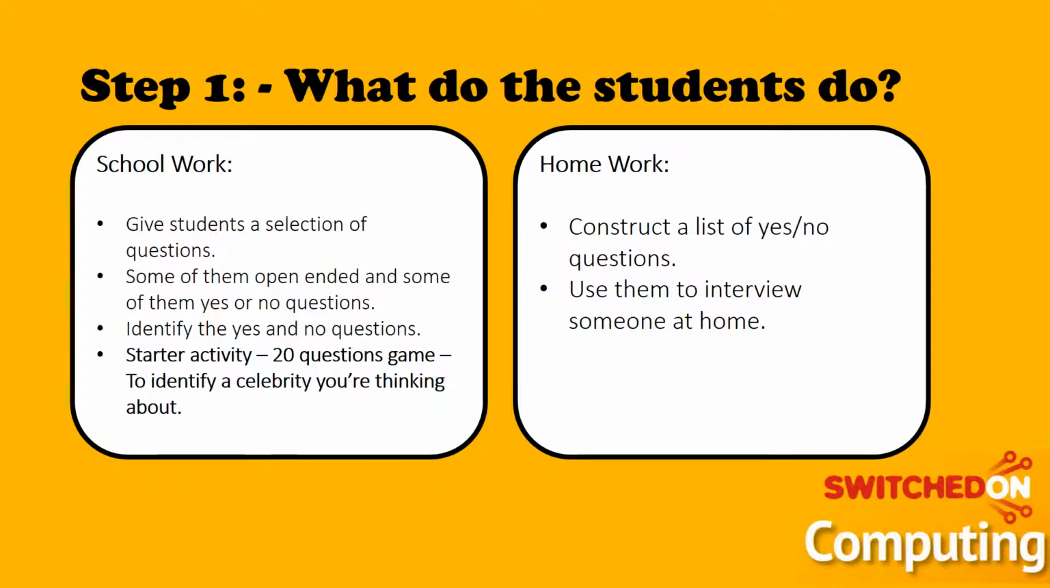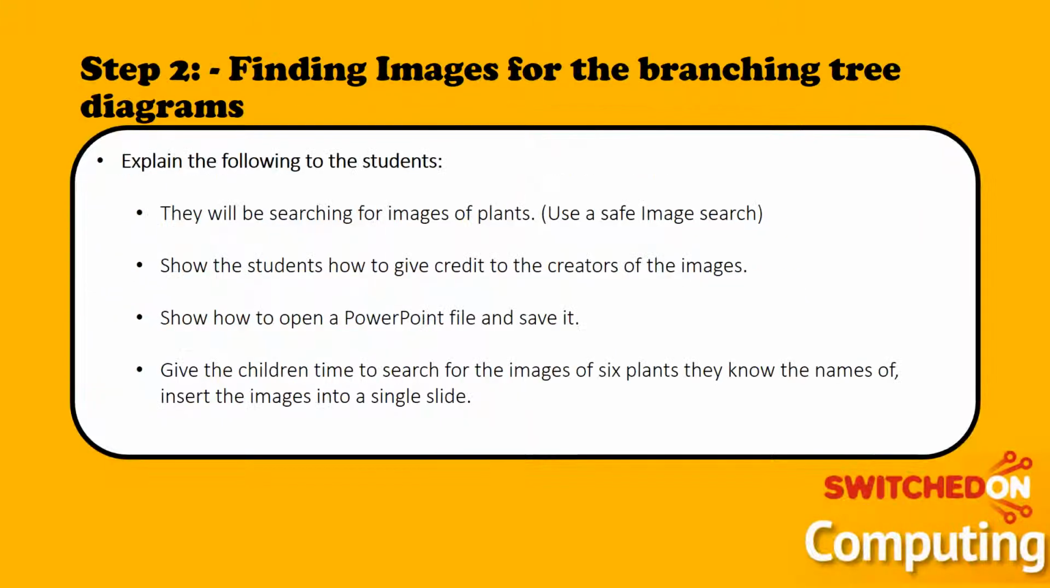So for example, they might say, are you a boy or girl? So there's only 2 answers there, and if they said it's a boy, then the students know they need to look for a male celebrity, and all the questions could lead to them finding out the answer, and they'll see how this works. And for homework, they can construct a list of yes or no questions, and they can interview their family at home, so they can try and ask them questions to find out where they were born and that type of thing, and this should be a useful step in the right direction.